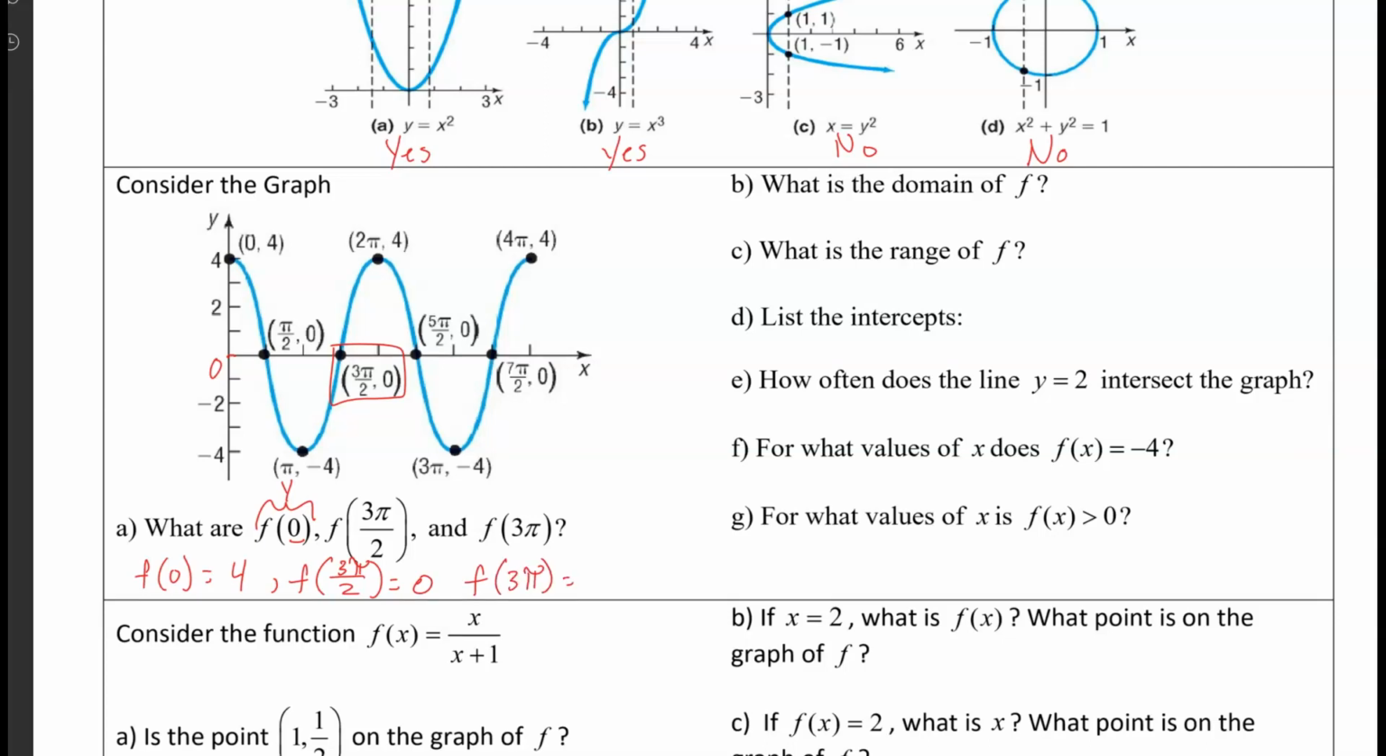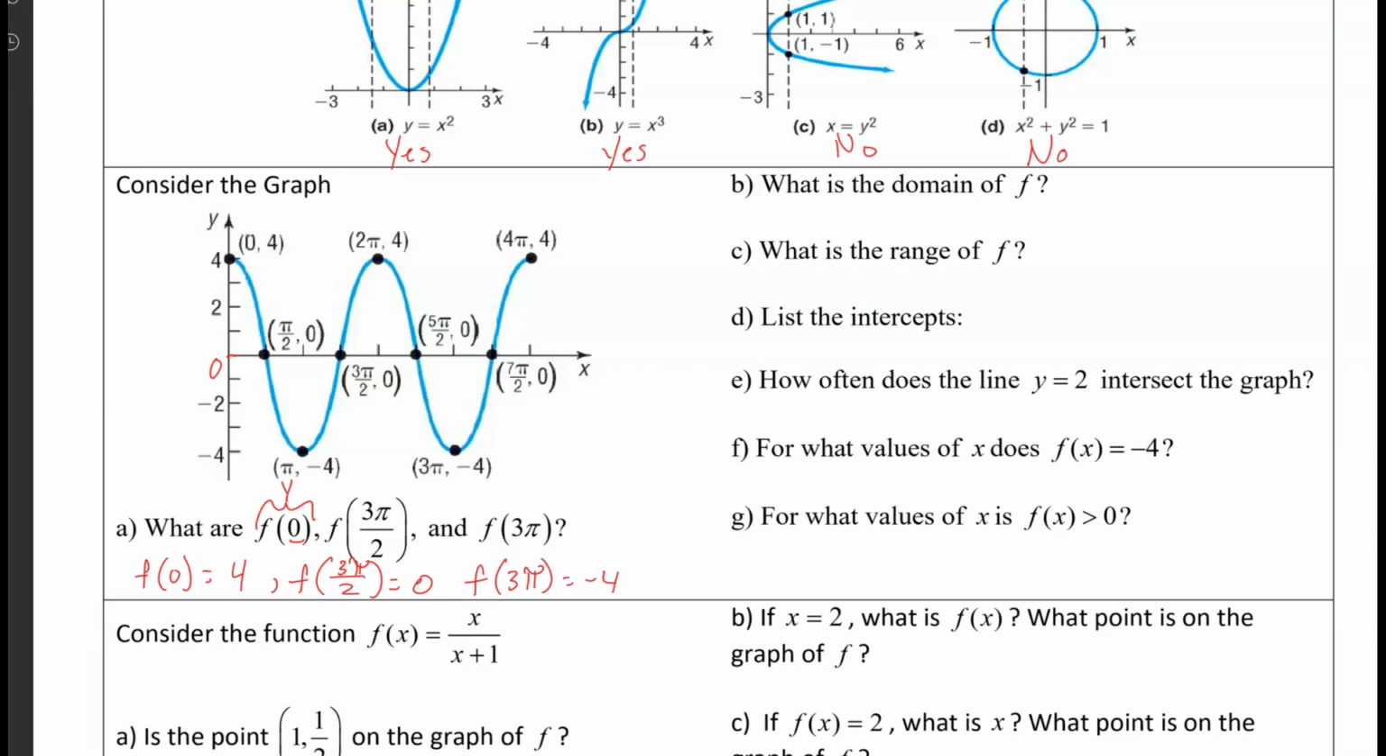Then, when x is 3 pi, lastly, what is y, or f of x? Yes, Lewis, good. -4. It's this point right here. -4. Awesome. Hopefully all this stuff is coming back to you. I know we didn't use function notation. We did use it in Algebra 2, but we didn't use it a whole lot. Mainly in pre-cal, we'll be using function notation.